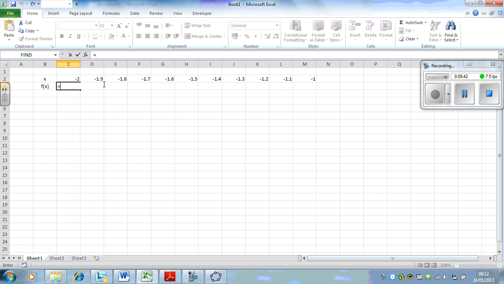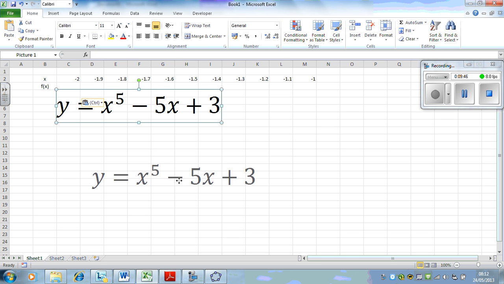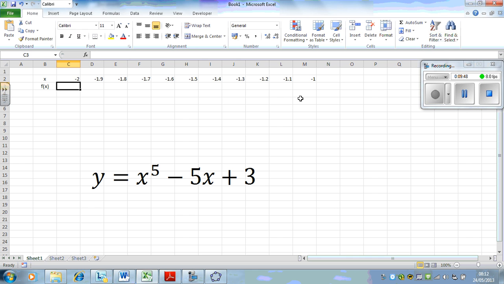Didn't mean to do that. Let's copy and paste that down. This is our equation, so what we're going to do is type equals. Now I'm mega careful with brackets in Excel. It's that value to the power of 5. So that little hat symbol, which you can get with shift 6, will get you that.